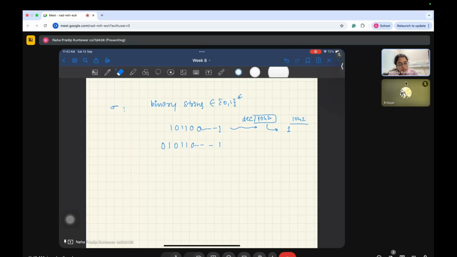Consider this string and this string. As binary strings, they are different. Everything here is the same, only there's a 0 here. As binary strings, they are different, right? But as decimal values, they will be the same.